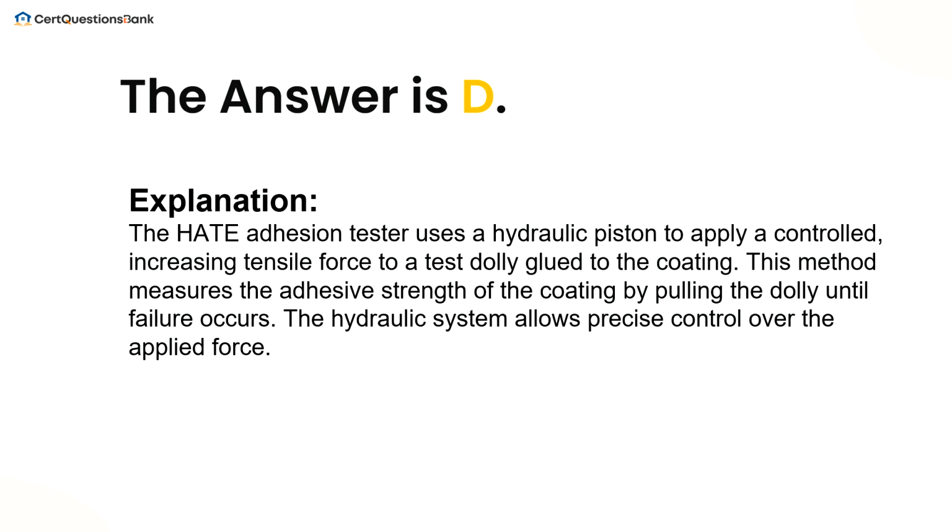The HATE adhesion tester uses a hydraulic piston to apply a controlled, increasing tensile force to a test dolly glued to the coating. This method measures the adhesive strength of the coating by pulling the dolly until failure occurs. The hydraulic system allows precise control over the applied force.